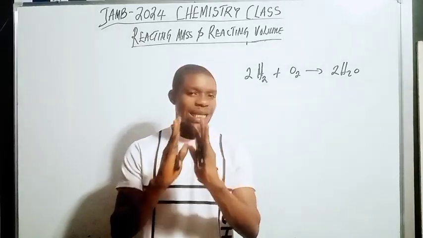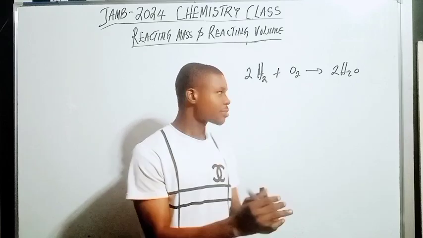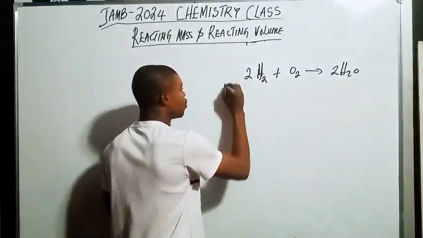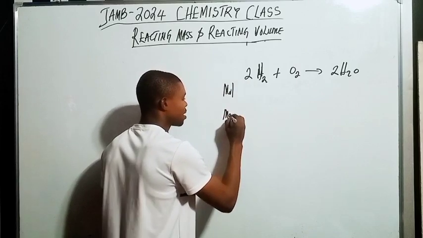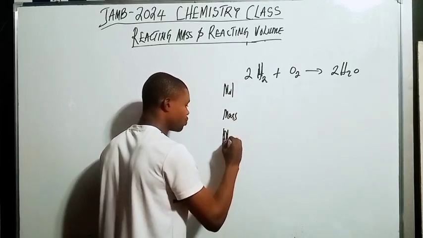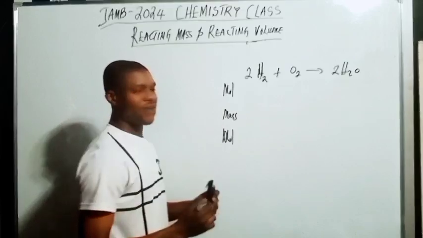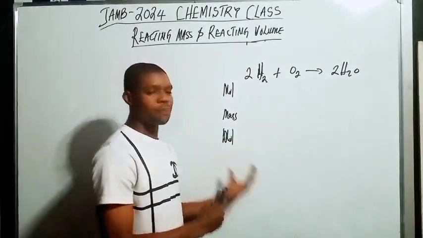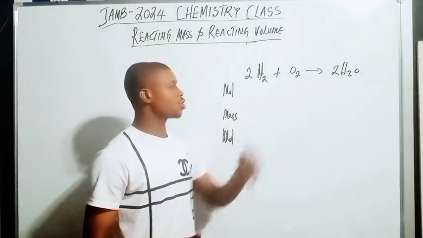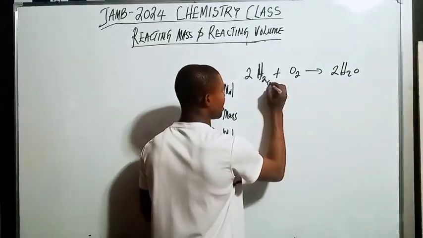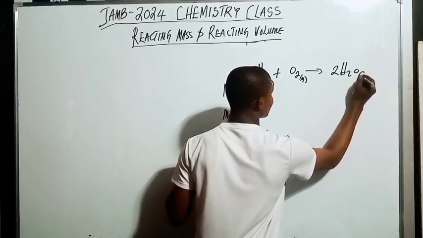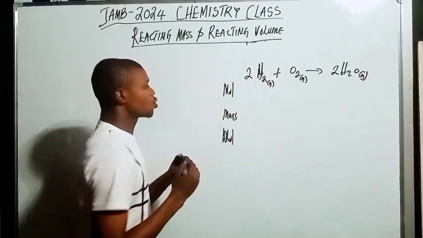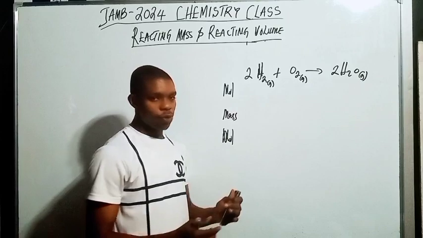Now you must take note of what I'm going to explain. You want to write the balanced mole, the balanced mass, and the balanced volume. These three key things are very, very important. Do you understand? So what is balanced mole? What is balanced mass? I want to put balanced volume for each of these here. So here you can put the states: gas, and gas. Do you understand?